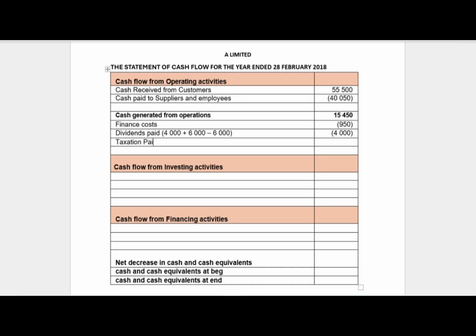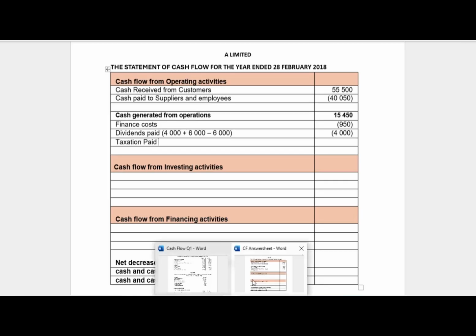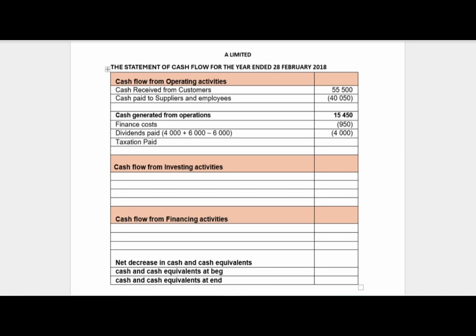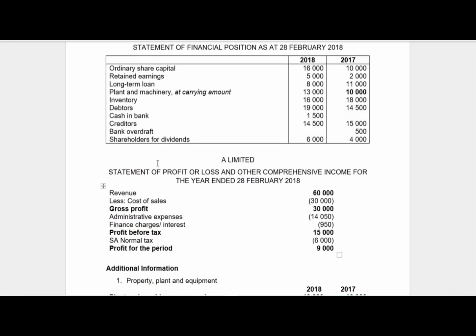So now taxation paid. If you were to calculate taxation paid, you are going to look at the SARS in the statement of financial position. We don't have any SARS here, but in the statement of profit or loss, we've got SA normal tax. So we had to pay SARS 6,000, and since there is no display of this in the statement of financial position, that means we are not owing SARS anything. It means we've paid this 6,000 to SARS. That's what we paid. So we're just going to copy this 6,000 and paste it to the statement of cash flow.